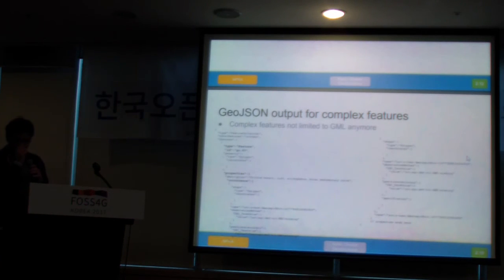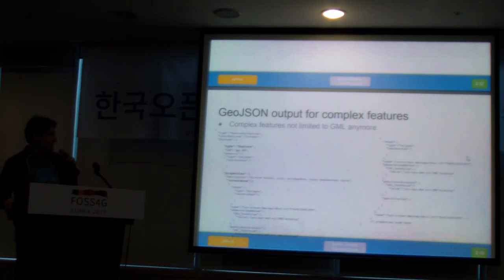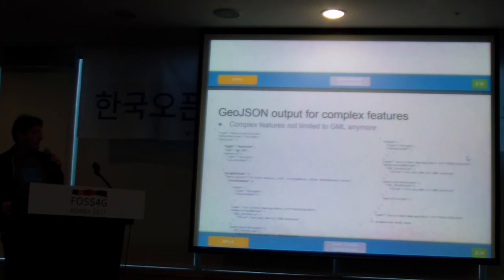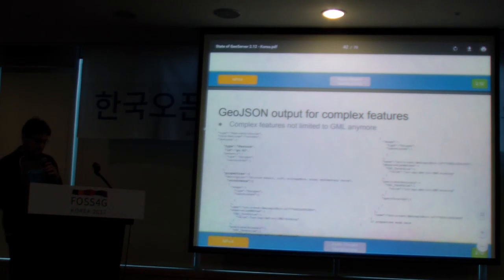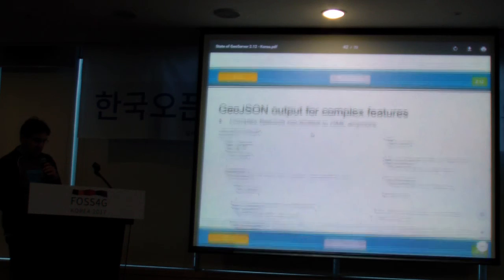Also, in terms of complex features, GML is nice, but not everybody likes it. Not everybody agrees on its usage. In GeoServer 2.12, we also have the ability to output complex features in GeoJSON representation instead. So we can have features that have nested features, lists of features inside of them, and so on. Basically a complex tree of information instead of a usual flat table representation.